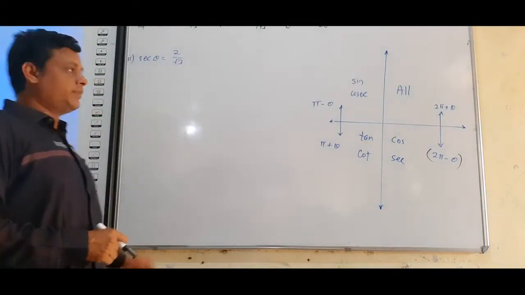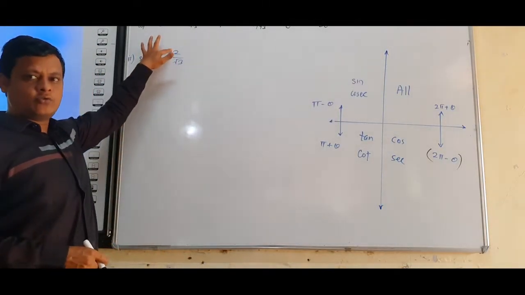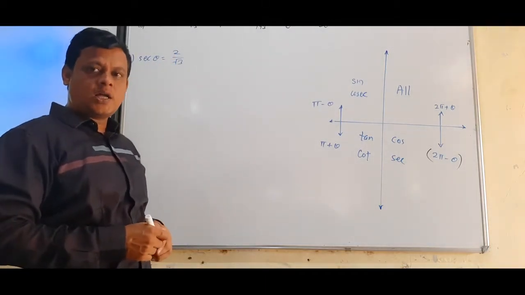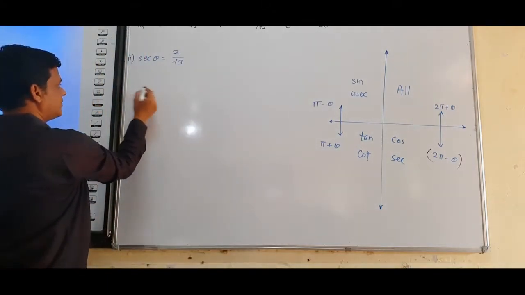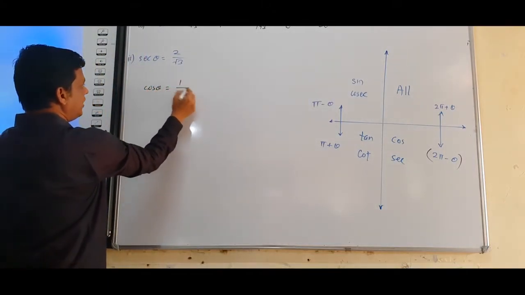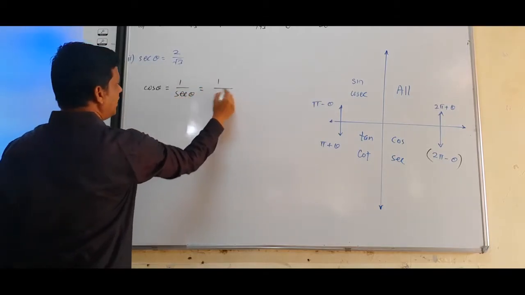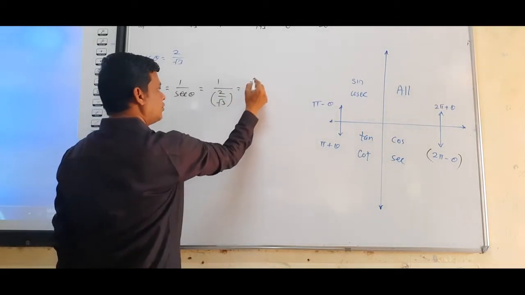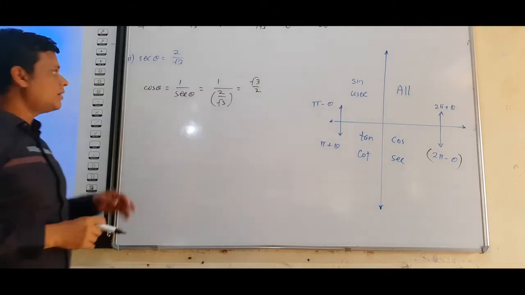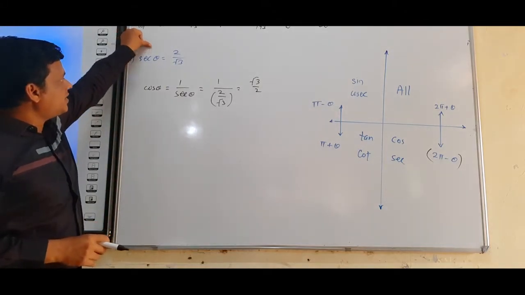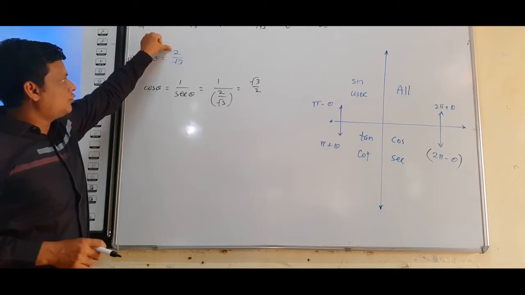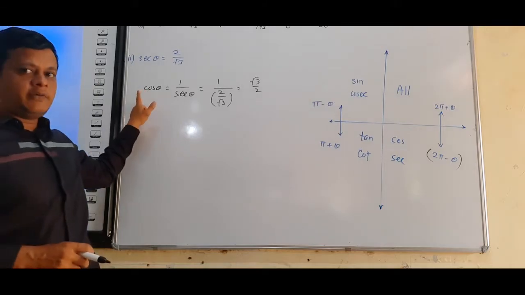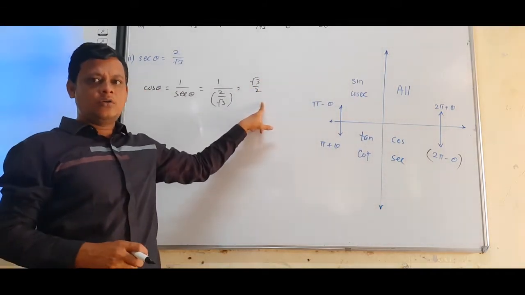Now see the second example. Sec theta equals 2 by root 3. You can change sec theta into cos theta also. So we write here cos theta is equal to 1 upon sec theta. That means 1 upon 2 by root 3. After taking the reciprocal, we get root 3 by 2. Finding the principal solution for sec theta equals 2 by root 3 is the same as finding the value for cos theta equals root 3 by 2.